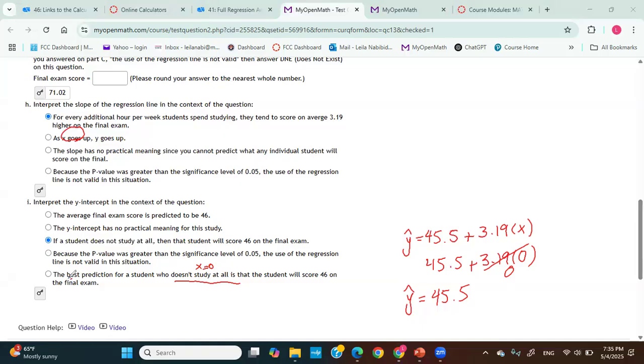We didn't pay attention because the y hat is a predicted y value. If the student doesn't study at all, it doesn't mean they receive 46. Our prediction is 46. So the best prediction for a student who does not study at all is that the student will score 46 on the final exam. So that is the good one. So we have to pay attention. I hope that helps.